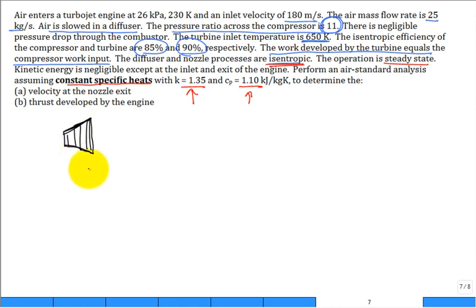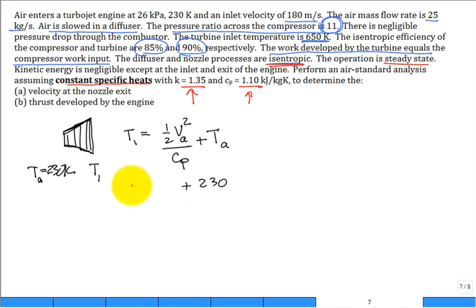All right. So we have to find the temperature at state 1, given the temperature at state A is 230 Kelvin. From a first law, we calculated that the temperature at 1 is equal to 1/2 the velocity at A squared divided by the specific heat at constant pressure, plus the temperature at A. Did I do that okay? It was our first law, wasn't it? Okay. We know the temperature at A, so that's 230. We have this 1/2 velocity squared. What's our velocity? 180 meters squared per second squared. Specific heat, 1.10 kilojoule per kilogram Kelvin.